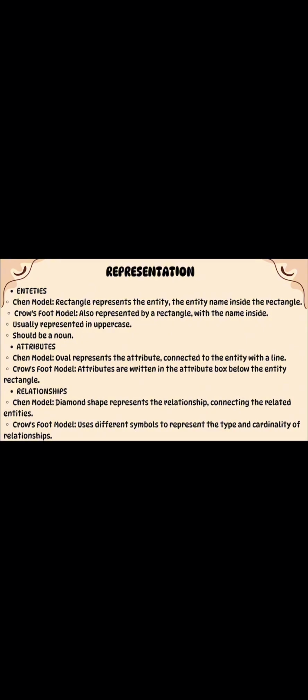Attribute. Chen model: an oval represents the attribute, connected to the entity with a line. Crow's Foot model: attributes are written in the attribute box below the entity rectangle. Relationship. Chen model: a diamond shape represents the relationship, connecting the related entities. The Crow's Foot model uses different symbols to represent the type and cardinality of the relationship.